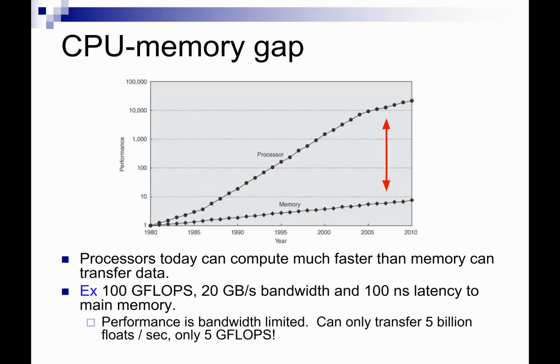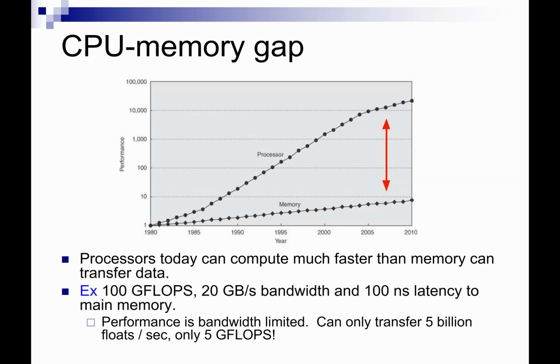each floating point value is going to take you 4 bytes. And so in each second, you can only transfer 5 billion floating point values. So even though you can do 100 billion floating point operations, you can only transfer 5 billion of these values. And so you're going to be limited by your memory bandwidth to only 5 gigaflops, only 1/20th of your actual processor performance.